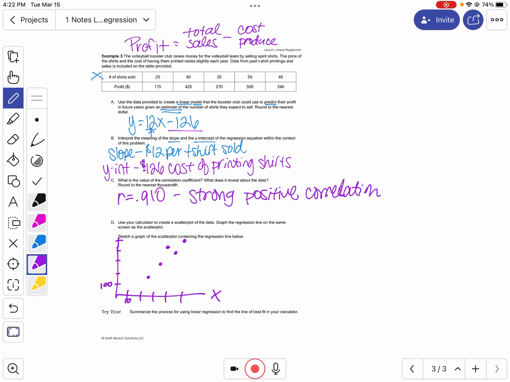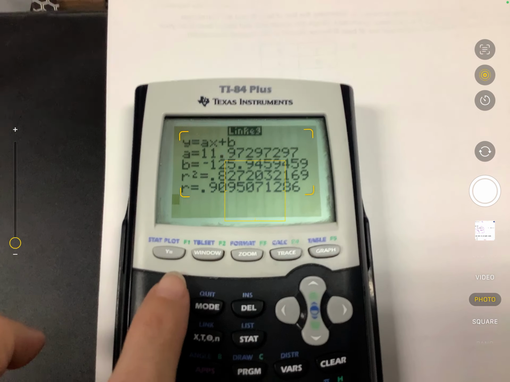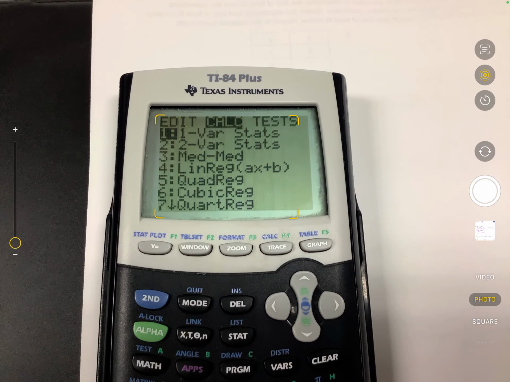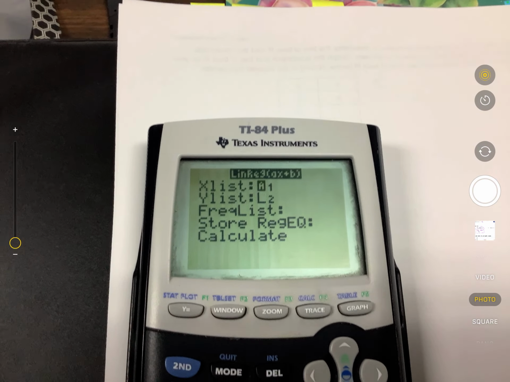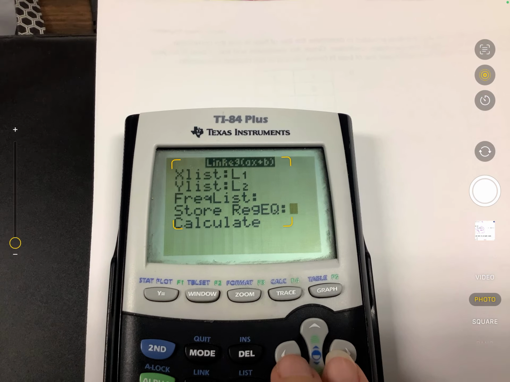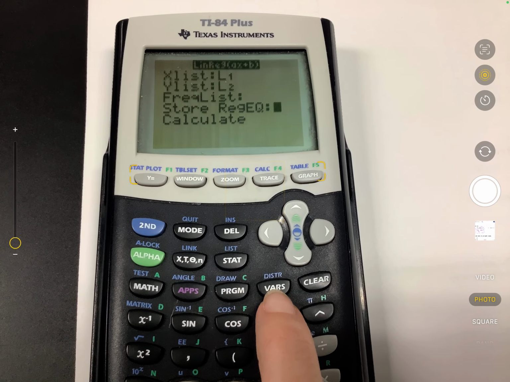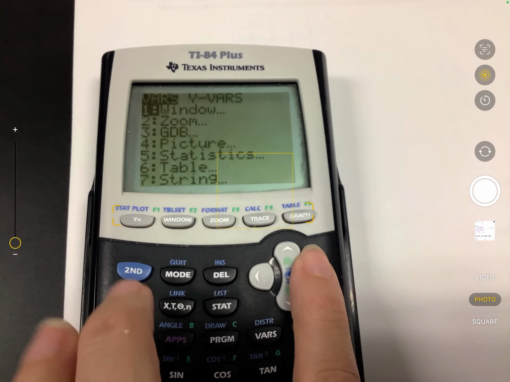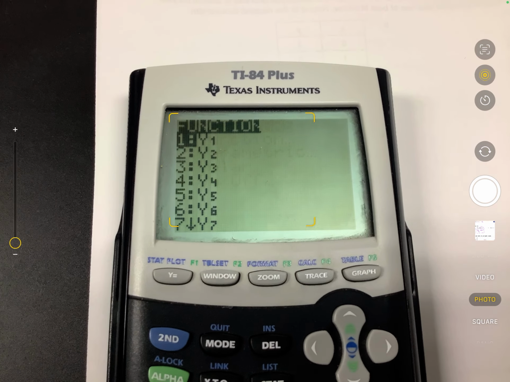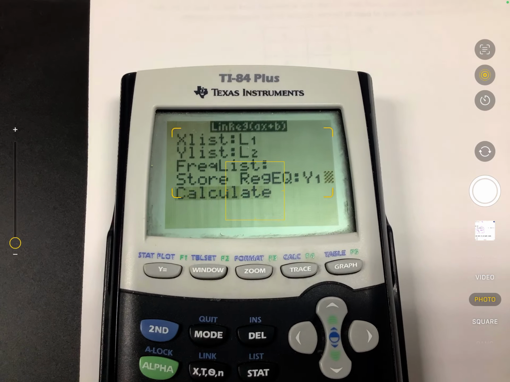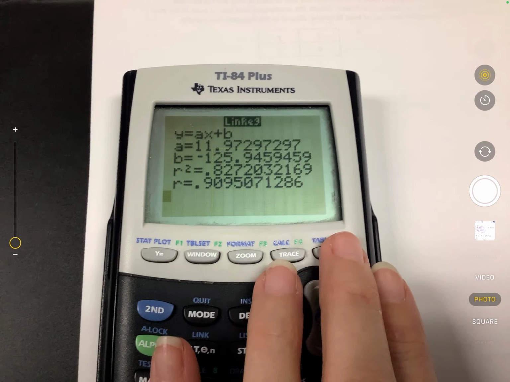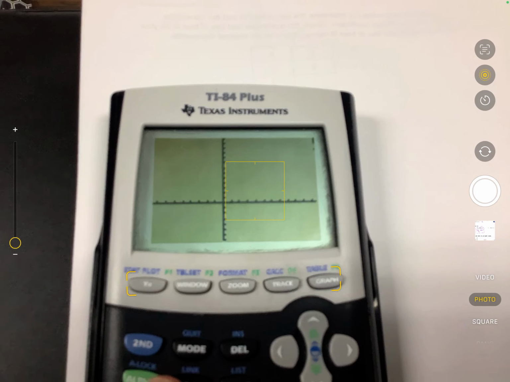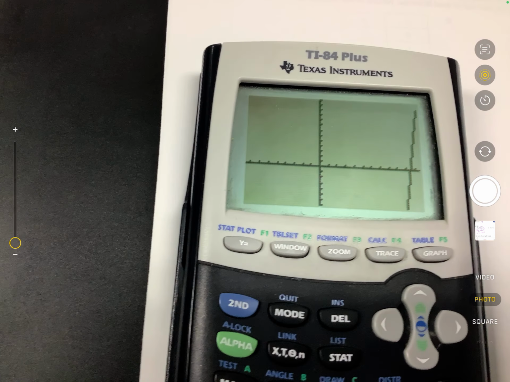Okay, so I'm going to review for you how you can insert that equation into your y equals. So I'm going to go back. So go back to stat, go to calc, linear, go to the store down here, and then remember you're using the vars, V-A-R-S. You're going over to y, function, and you're going to save it into y1. So then when you press graph, you should have your points and your line.